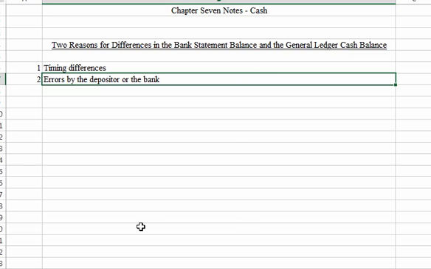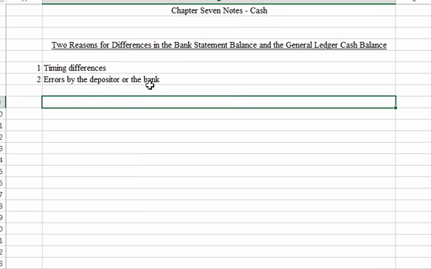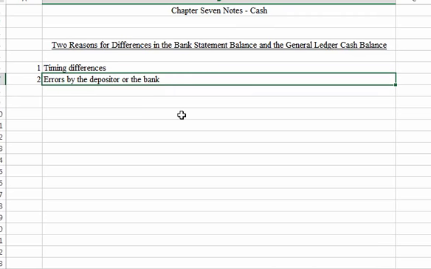And the second thing that could create a difference in the bank statement's balance and the cash balance on the business's records would be an error made by either party, either an error by the depositor, which would be the business, or an error made by the bank. And that's the reason we're going to prepare that bank reconciliation I mentioned to you earlier. That's the reason we do it every month.